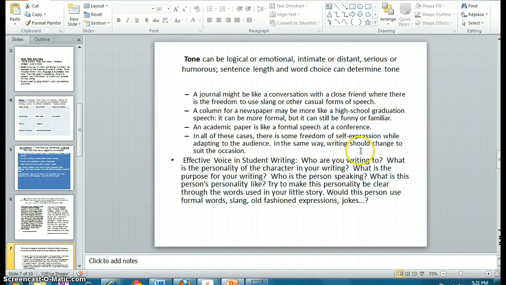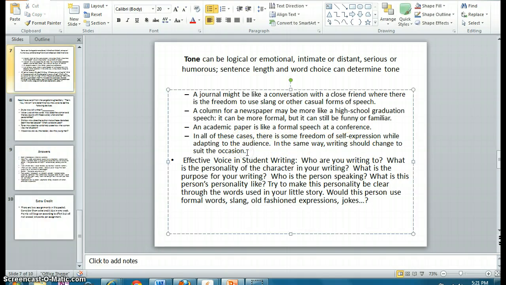In the same way, writing should change to suit the occasion, and it does, and that's why you have to look at the word choice to get your style, your tone. Effective voice in student writing. Who are you writing to? What is the personality of the character you're writing to? What is the purpose for your writing? Who is the person speaking? What is the person's personality like? You try to match this personality through words and using your story. So does this person use formal words, slang words, old-fashioned expressions, jokes?